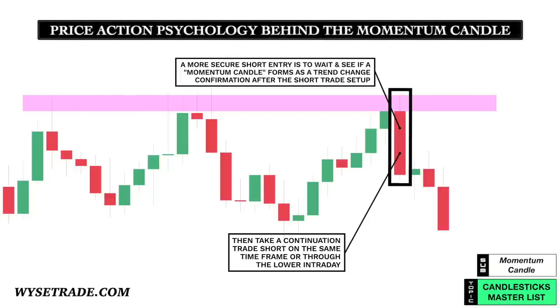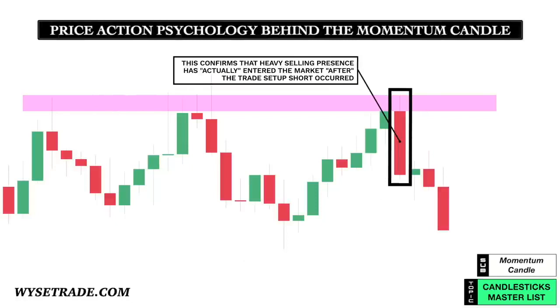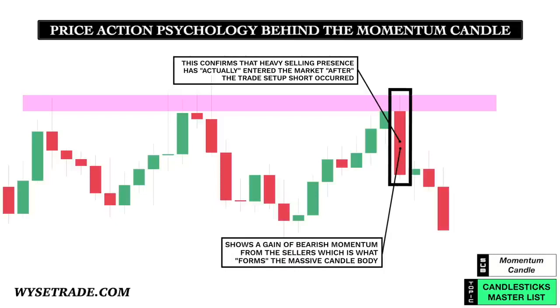So what is the price action psychology behind this pattern? The momentum candle confirms that a lot of sellers actually stepped into the market at the level, creating the heavy bearish momentum and thus causing the massive momentum candle to form. Now, in the opposite direction.